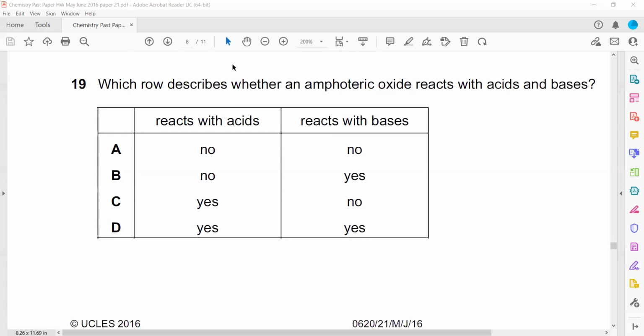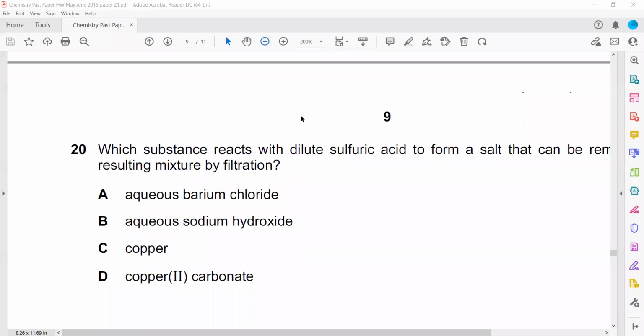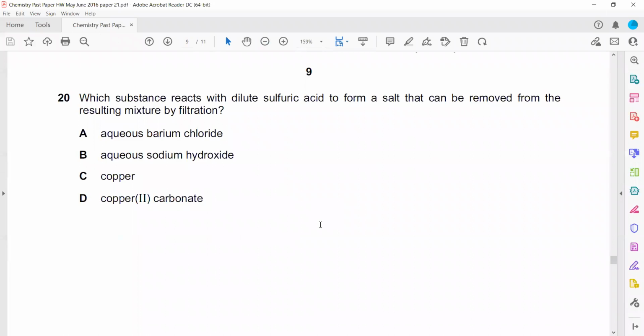Which row describes amphoteric oxide? They can react with acid and alkali both. So react with acid, yes. React with base, yes as well. That's why D is the right answer. So oxides can be acidic, basic, amphoteric and neutral. Amphoteric can react with both acid and alkali.